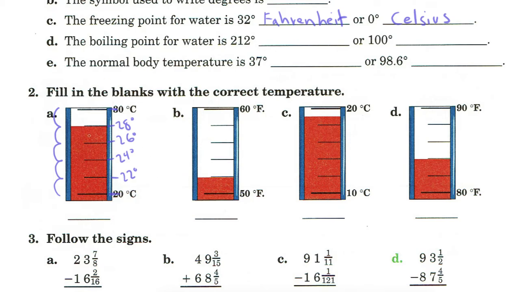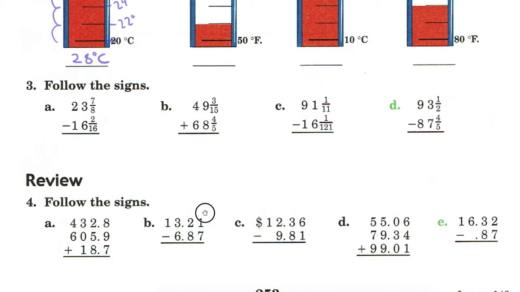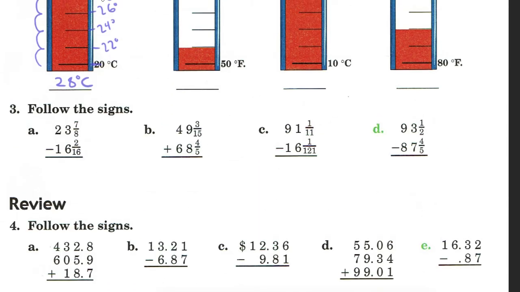So our red line is here. So this is 28 degrees, Fahrenheit or Celsius? Celsius. So 28 degrees Celsius. Do the rest by yourself. Try to figure out what number it is skip counting by. For number 3, you should be able to do the rest by yourselves. Let's look at the next page here.